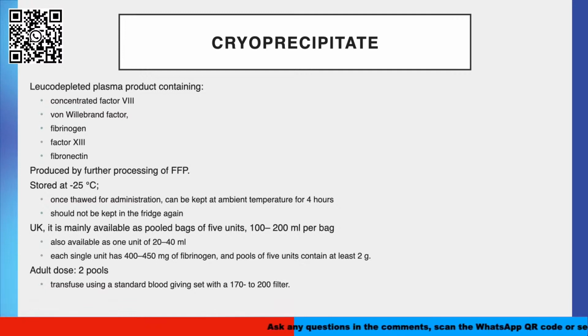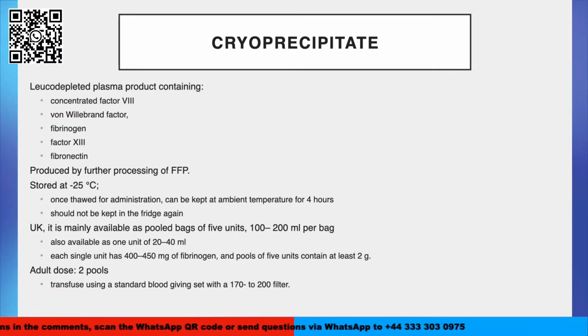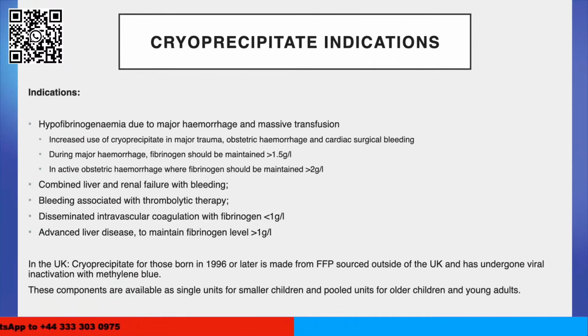Each single unit has 400 to 450 milligrams of fibrinogen, and pools of 5 units will contain at least 2 grams. And an adult dose would be 2 pools. It should be transfused using a standard blood giving set with filter. Indications for cryoprecipitate include hypofibrinogenemia, which could be due to major hemorrhage or massive transfusion.